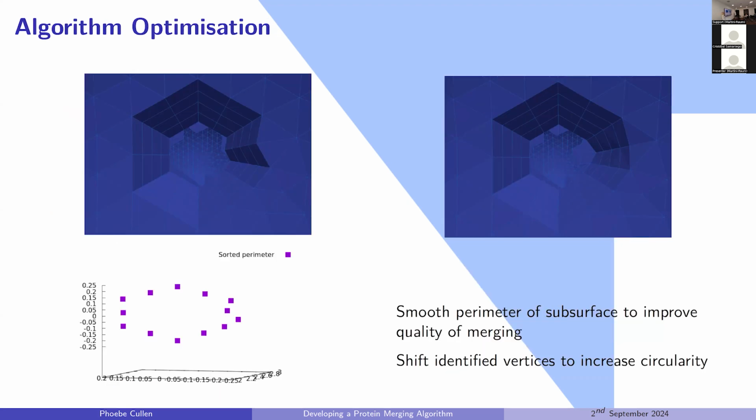Now, looking at how to improve the algorithm, as I mentioned before, the subsurface we've selected should be circular. However, with some coarser meshes like this, you've got these unwanted kinks that we want to try and smooth out. Therefore, we've worked to sort the perimeter, so we're actually extracting data from the meshes and looking at reducing this angle here. So we're computing the angle and we're changing it. And then the idea is that we want to shift the identified outliers to increase the circularity. So coming into more of a shape here.